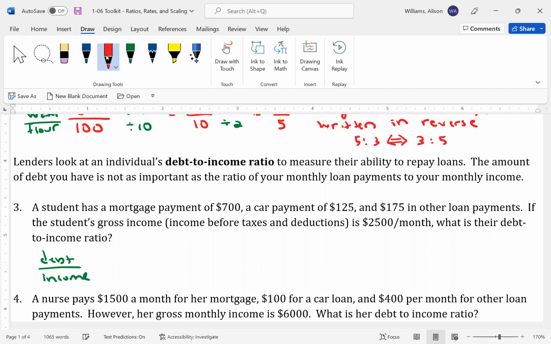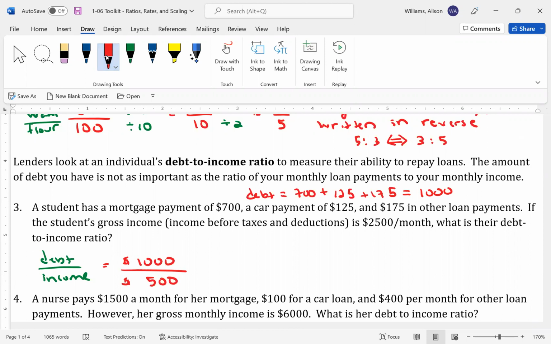Before I do that, I should figure out what their debt is. So I'm going to add up: their debt is $700 plus 125 plus 175. If you can't do that in your head, grab your calculator. That's going to come out to 1,000. So this student, their debt is 1,000 compared to their income of 2,500.